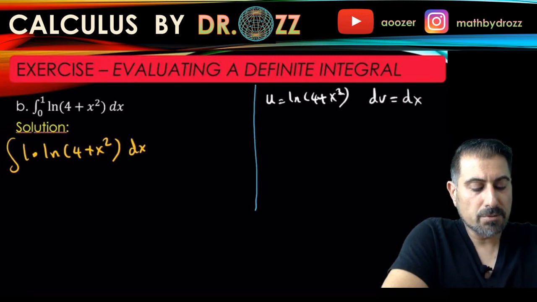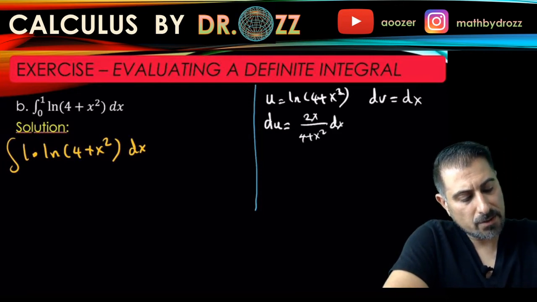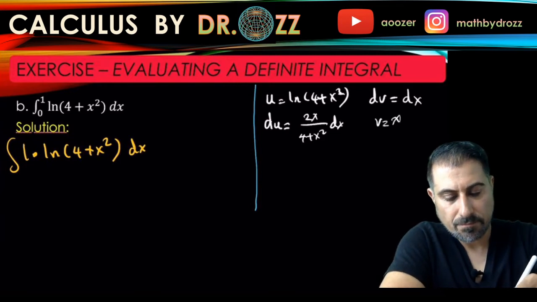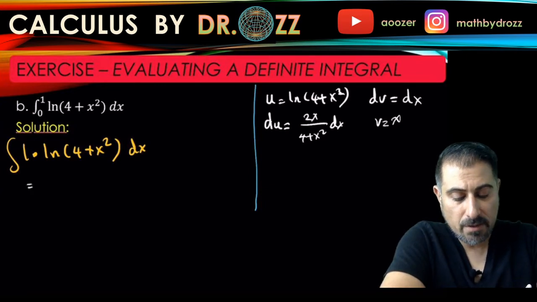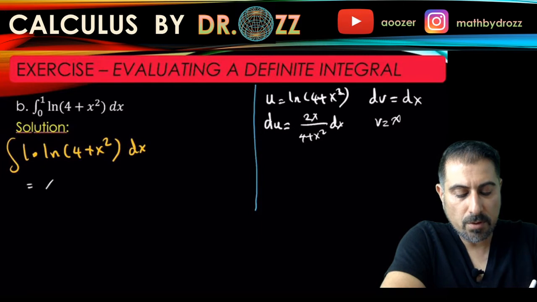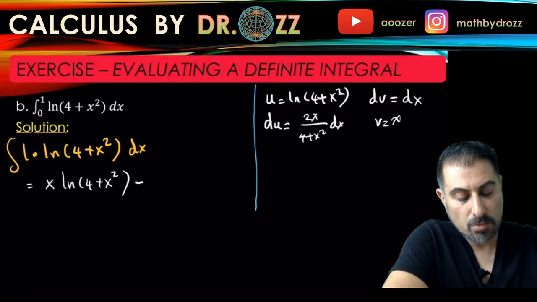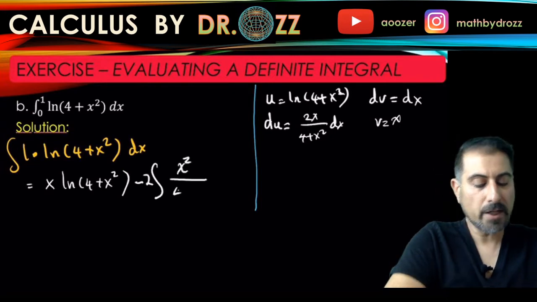So du is the derivative of ln of a function. That's the derivative of the inside divided by itself, and you can check the derivative formula card for that. And here v is simply x. All right, so let's write down the integration by parts formula: u times v, so x times ln(4 plus x squared), minus the integral of v times du. So now I have 2x squared over 4 plus x squared dx.